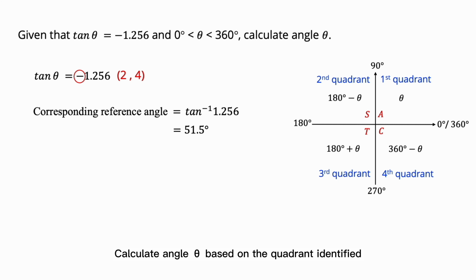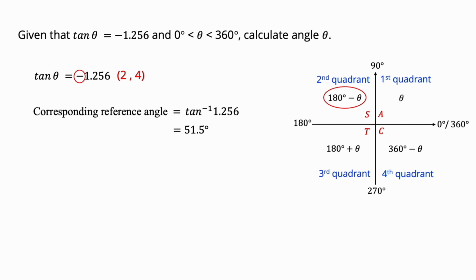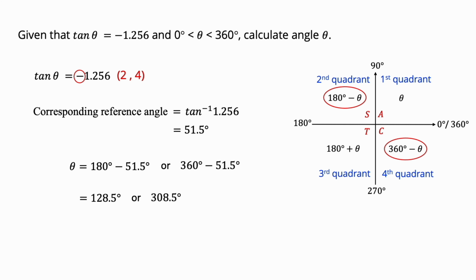Calculate angle theta based on the quadrants identified. For negative sign of tangent, angle theta falls in the second quadrant, 180 degrees minus theta, and fourth quadrant, 360 degrees minus theta. Therefore, theta equals to 180 degrees minus 51.5 degrees, or 360 degrees minus 51.5 degrees, that is 128.5 degrees or 308.5 degrees.